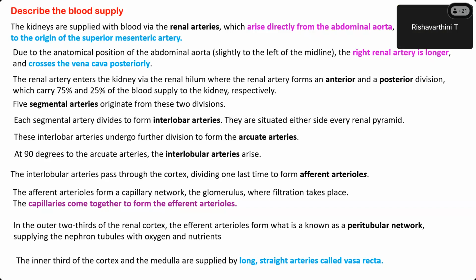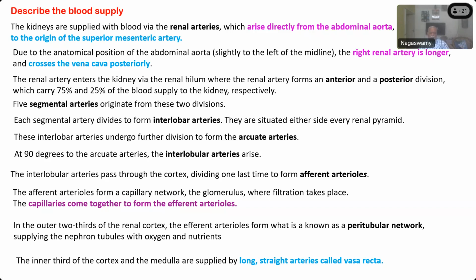So it is mainly helping to remove the excess water, because the body is filtering almost 180 liters of plasma every day, out of which we are going to pass only 1 to 1.5 liters of urine. So the rest, 178.5 liters of water, has to be reabsorbed. We cannot pass all 180 liters in one day. So that function is done, and that is helped by this vasa recta.